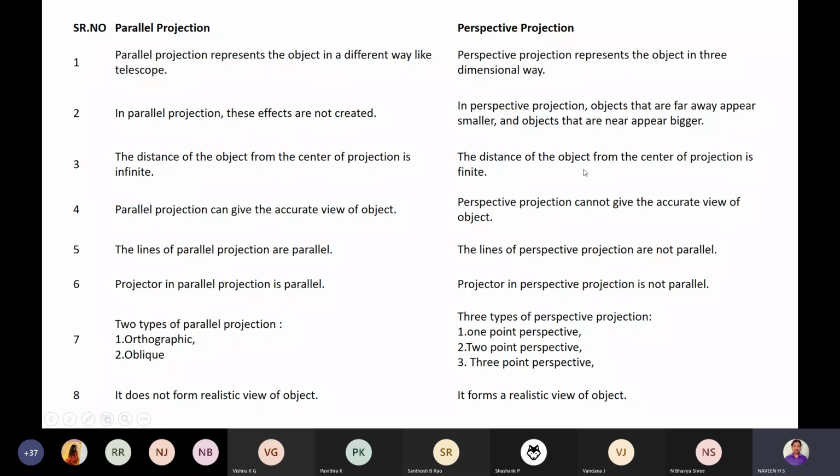But here the distance of the object from the center of projection is finite, meaning we can measure it. The object may be 1 meter away, 2 meters, 3 feet, 5 feet, or 10 meters, some particular finite distance. Parallel projections can give the accurate view of the object, so there is no divergence or convergence of the projection lines. But perspective projection cannot give the accurate view of the object.